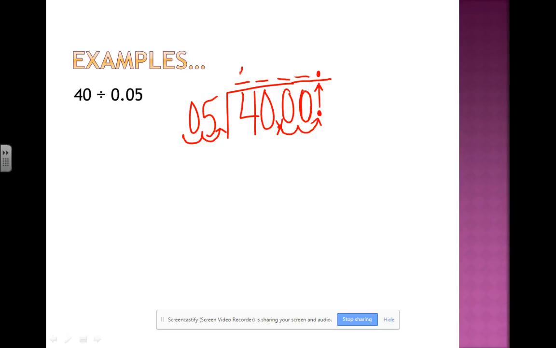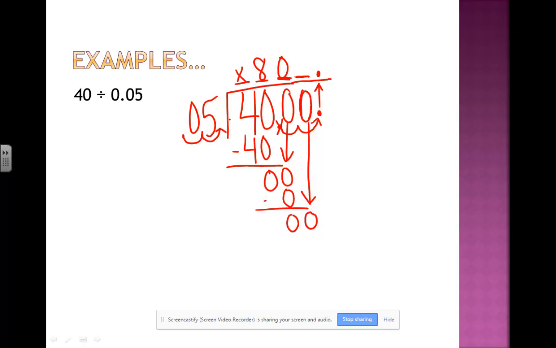Now, 5 does not go into 4, but 5 does go into 40 8 times. So I'm going to subtract, bring down the decimal. Even though I had a 0 remainder, I still had place values that needed to be divided. So 5 into 0 is 0. 0 times 5 gives me 0. And now 5 into 0 again is 0. I no longer have any lines up in my quotient that I need to divide. So 800 is my final answer.